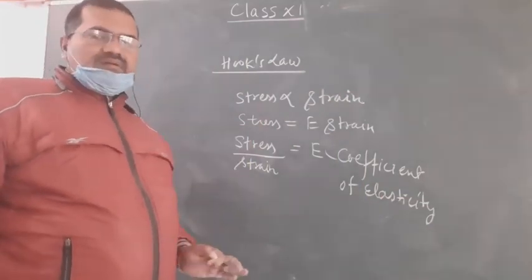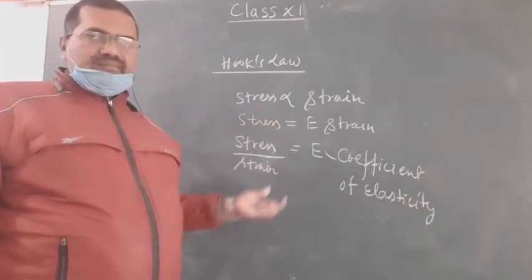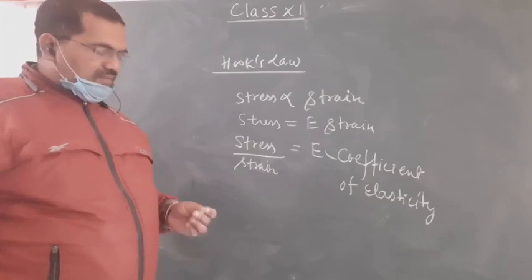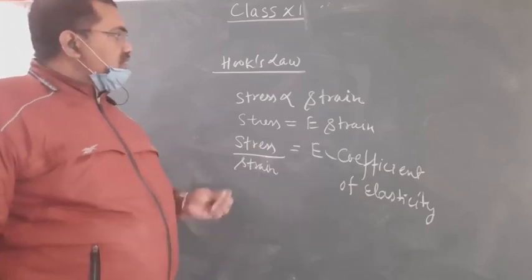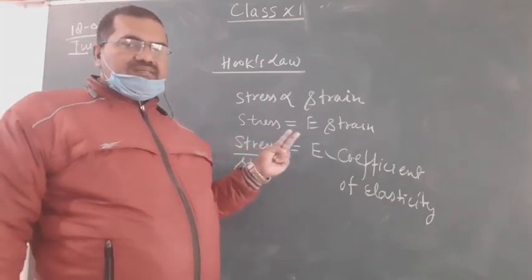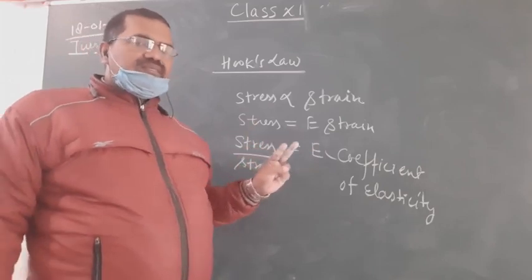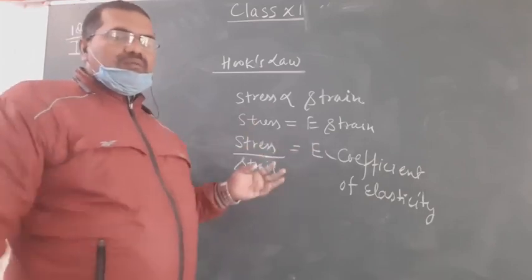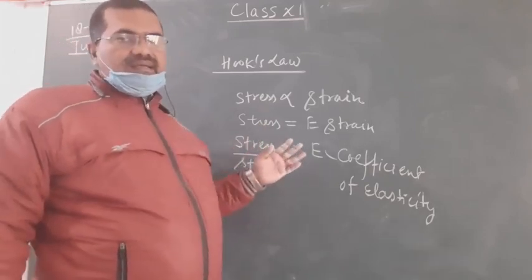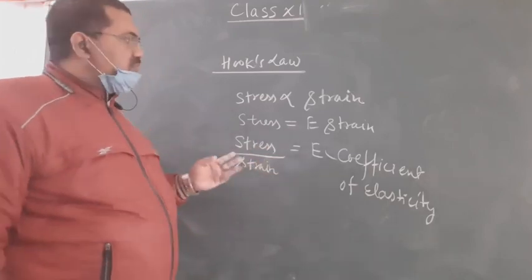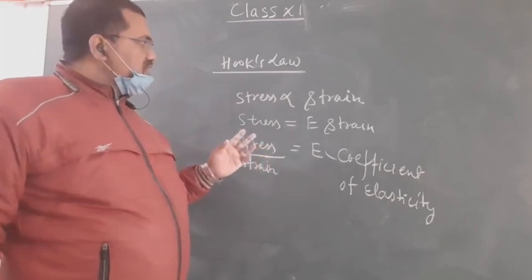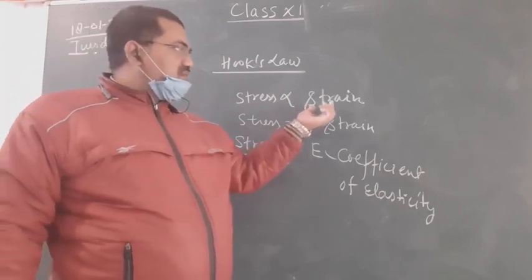Write it down: stress is directly proportional to strain. We have already told you what stress is and what strain is. There are basically two types of stress, normal stress and tangential stress. In normal stress there are two types: one is used for linear bodies, that is tensile stress, and one is used for volumetric bodies, which is pressure. And strain is the change in configuration upon the original configuration.